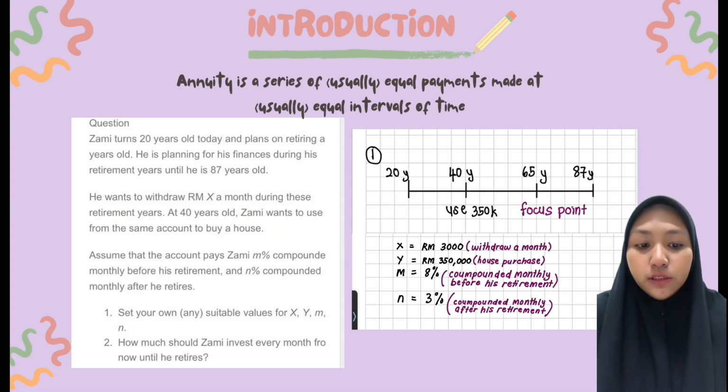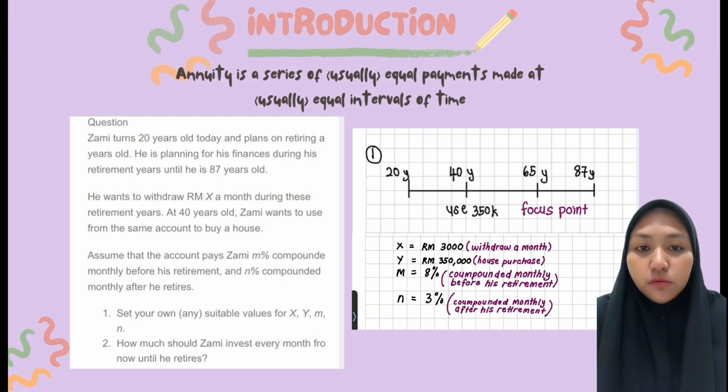So in this question, we use a timeline as you can see in the slide. Now Zami is 20 years old and he wants to buy a house at 40 years old, and he retires at 65 years old and he wants to withdraw money a month during his retirement until 87 years old. At 40 years old, Zami wants to buy a house that costs 350,000 ringgit. So our focus point is at 65 years old.